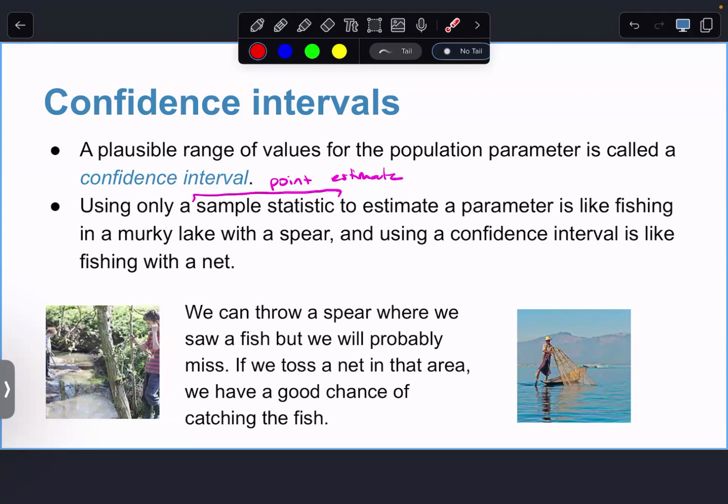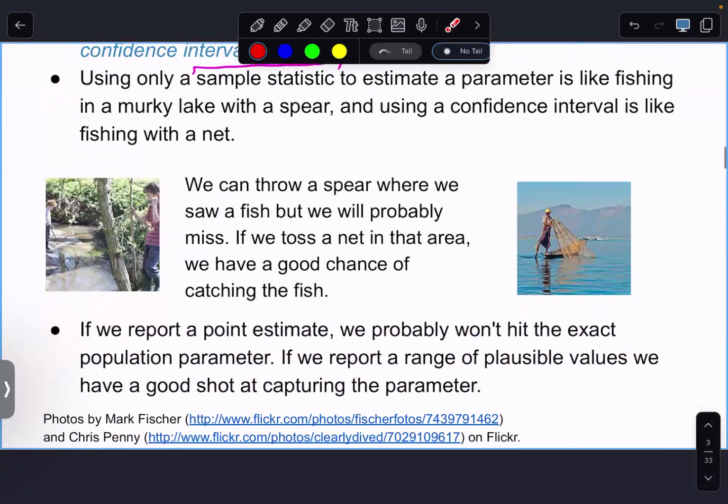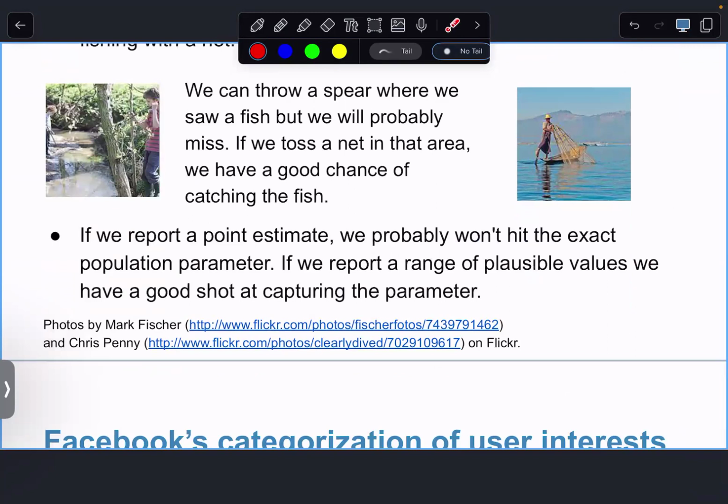Now it's very important to recognize that the population proportion, which we're trying to capture, the fish, right? It's fixed. It exists. We don't know what it is. We're trying to capture it. And so it's not moving around or anything. I guess that makes the fish example a bad example, but it's just sitting there. It is there. It exists, but we don't know exactly what it is. And so, right, if we report the point estimate, which in this case is going to be our p hat, right? We probably won't hit the exact population parameter, which for this scenario is p.